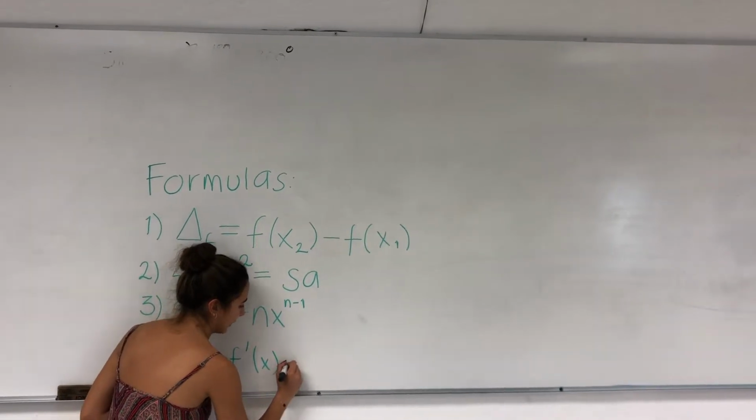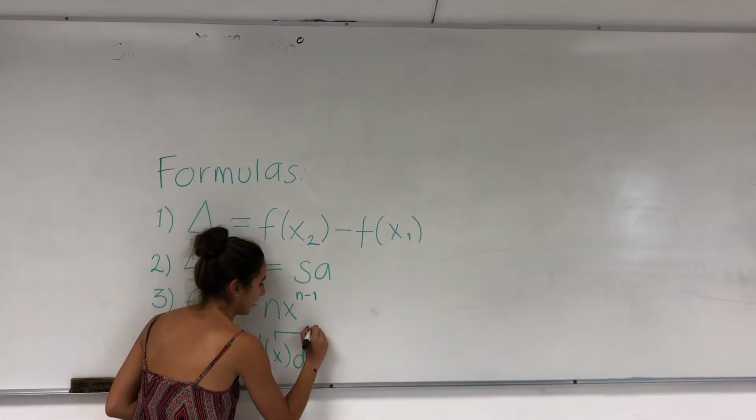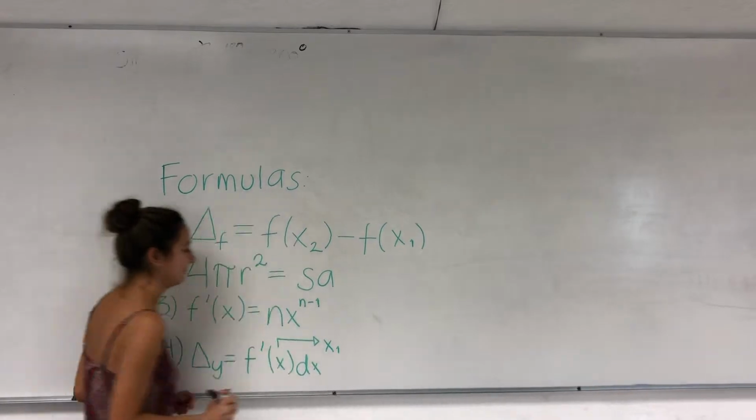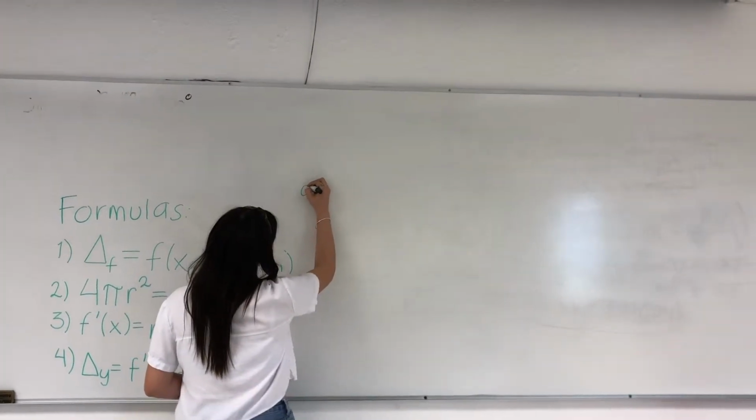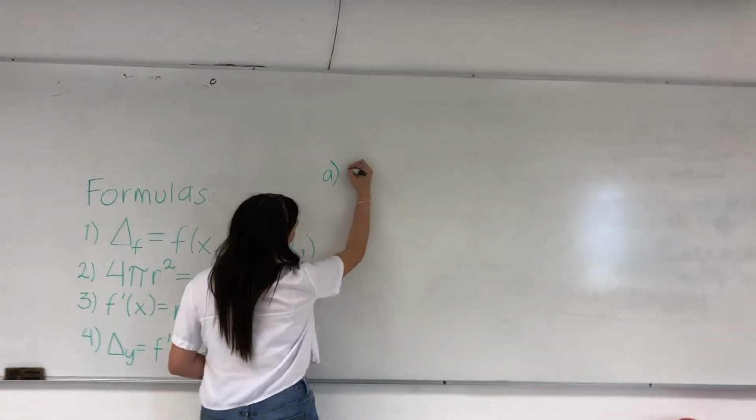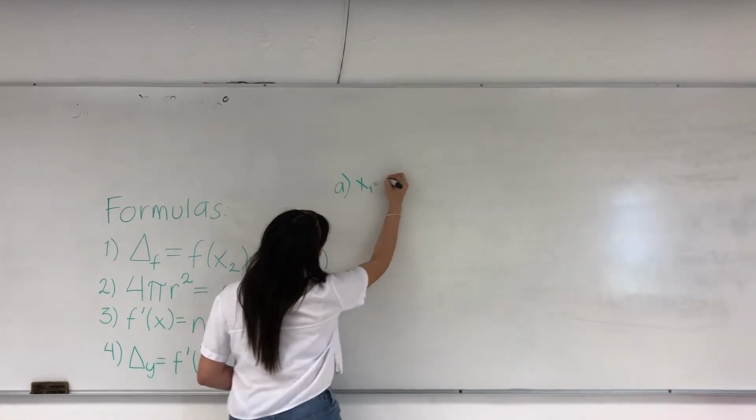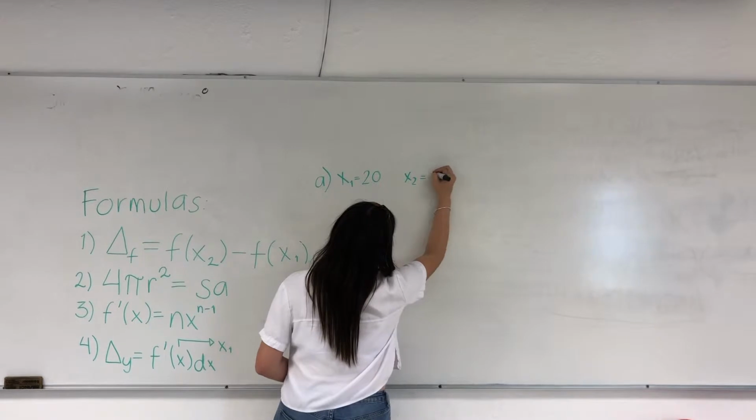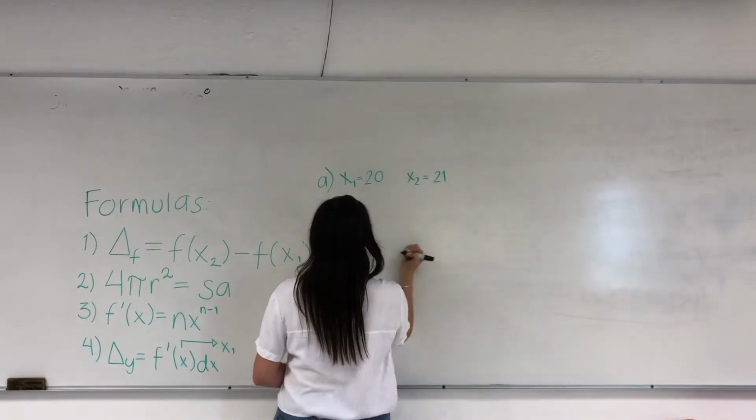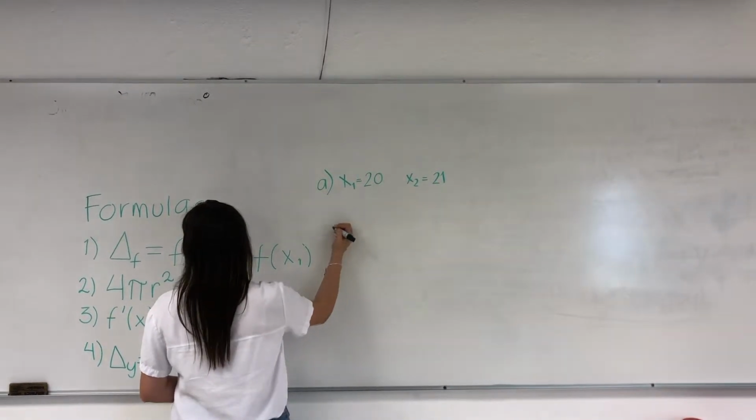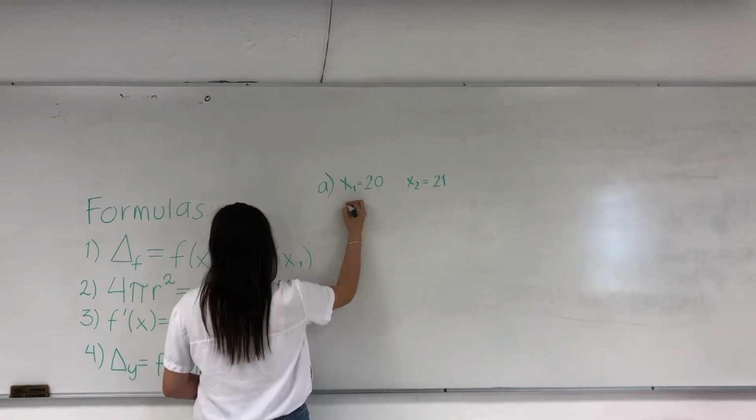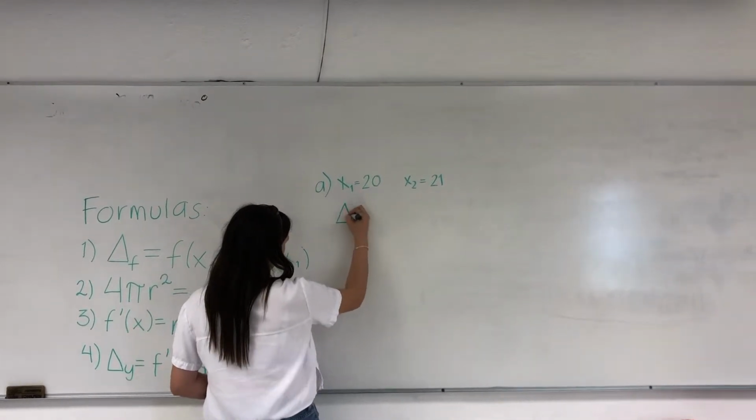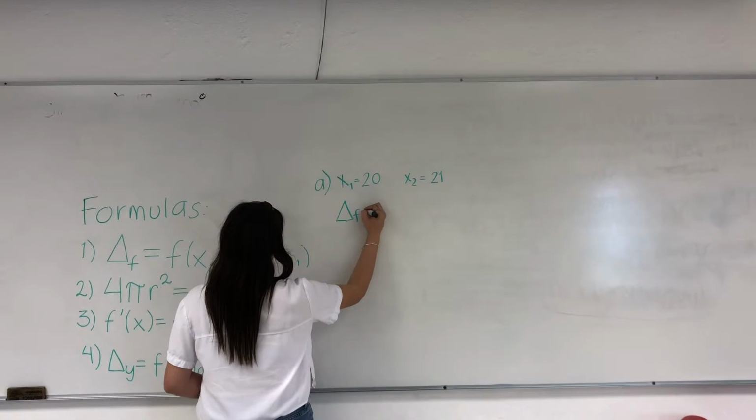For part A of the problem, we will use formula 1 and formula 2, which is our surface area formula. Now that we have established which formulas we need, we plot our values for x. x1 equals 20 and x2 equals 21. Therefore, we use the first formula, delta f, and now we can plug in our values.